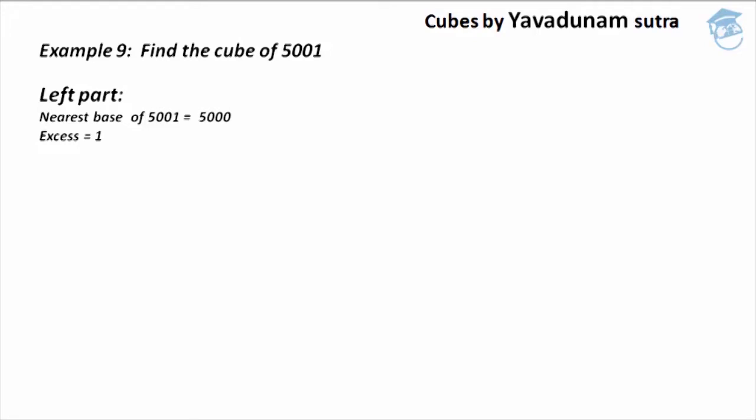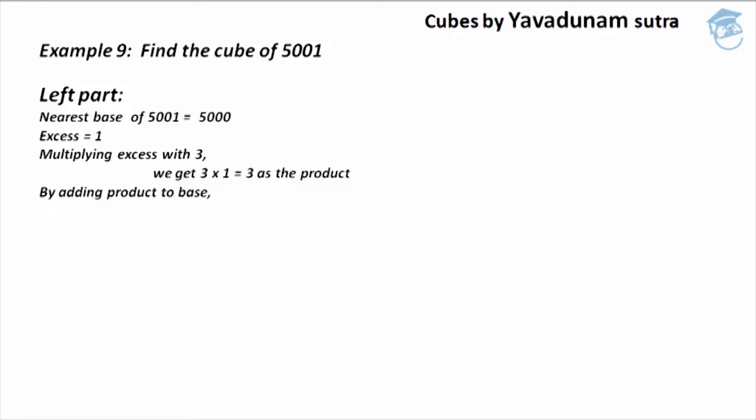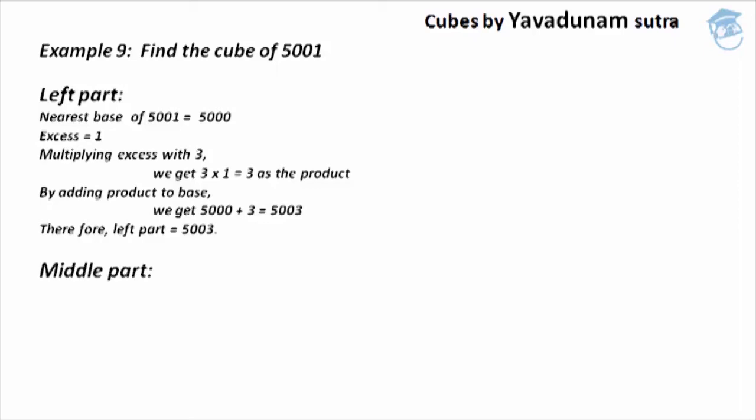After finding the excess, moving to step number 3, we have to multiply the excess by 3. So by multiplying 3 into 1, we get 3 as the product. And moving to step number 4, we have to add the product to the base. So by adding 5000 and 3, we get 5003 as the answer, and this 5003 is regarded as the required left part. After finding the left part and moving to the next part, that is the middle part, the first step is to take the answer we got in the left part and find the nearest base and also the excess.